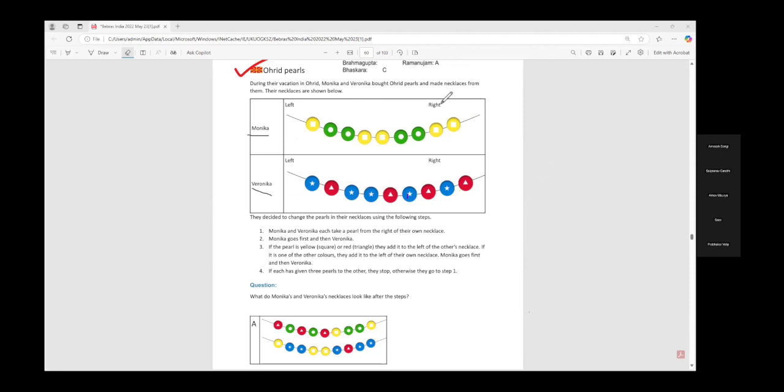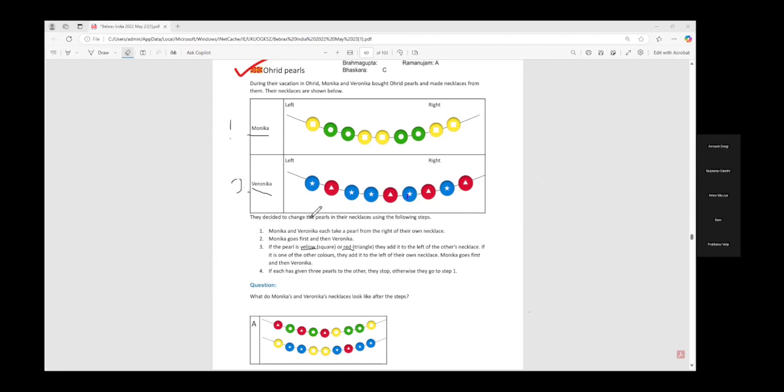And then, depending on some circumstances, they add it to the left of either their own necklace or the other person's necklace. So here it says if the pearl is yellow or red, which is square and triangle, they add it to the left of the other's necklace, right? And if it is any other color, that is green circle or blue star, they add it to the left of their own necklace. Monica always goes first, and then Veronica.